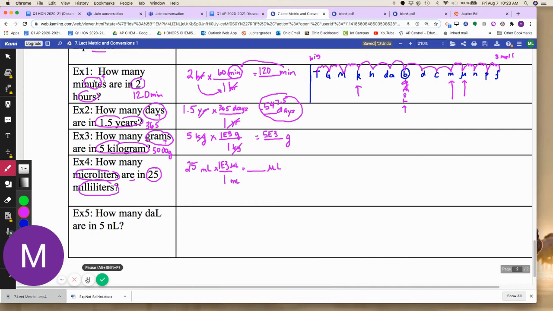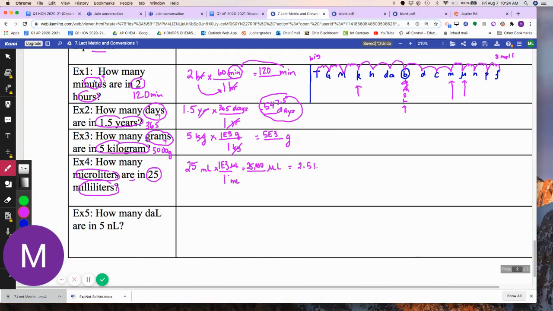Pause the video. Okay, I got 25,000 microliters. You have to know that that makes sense because you have a lot of little microliters in a milliliter. You can also write this in scientific notation, 2.5 e to the 4 microliters. Pause the video and try the last problem.